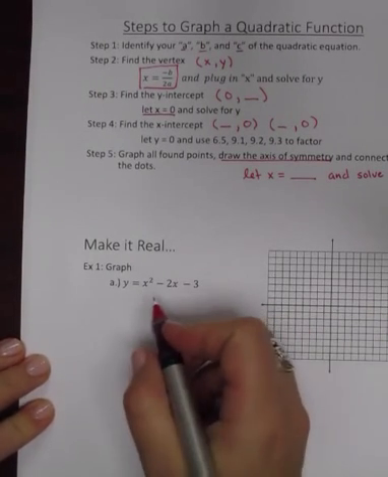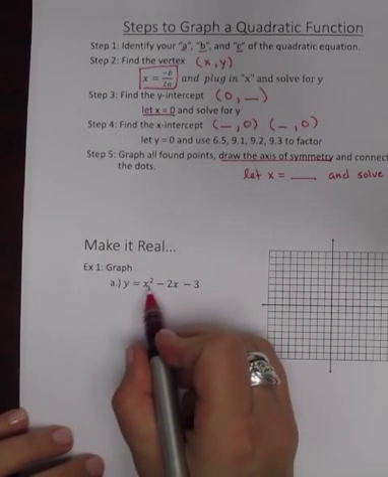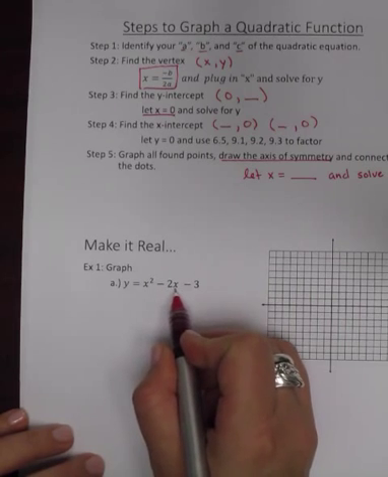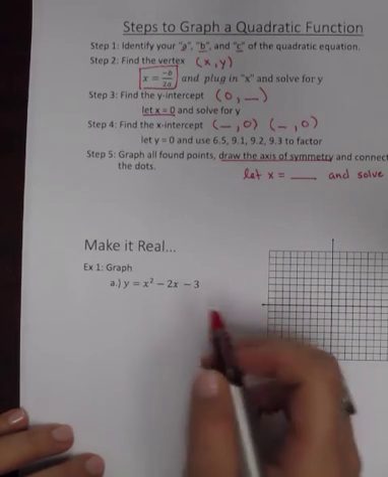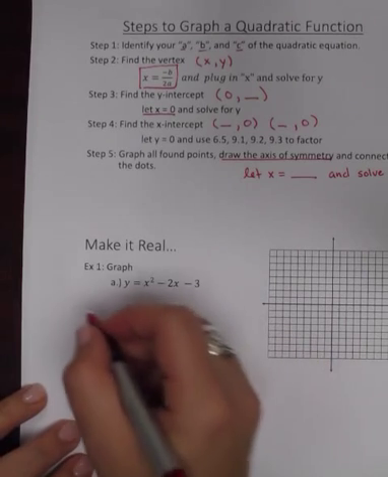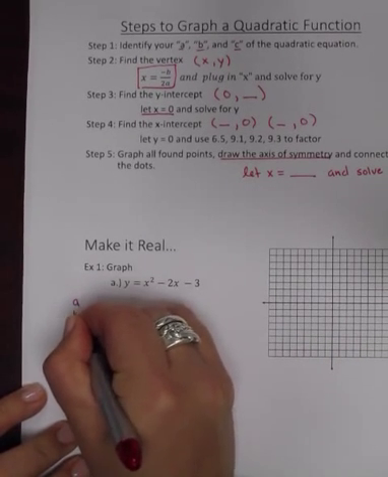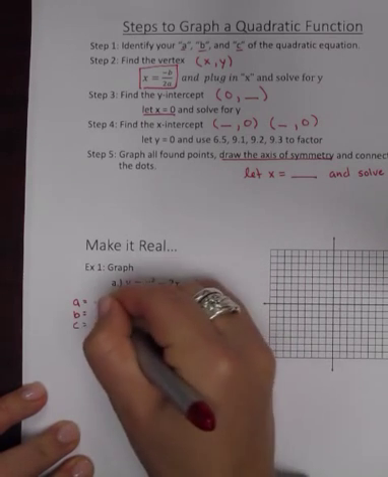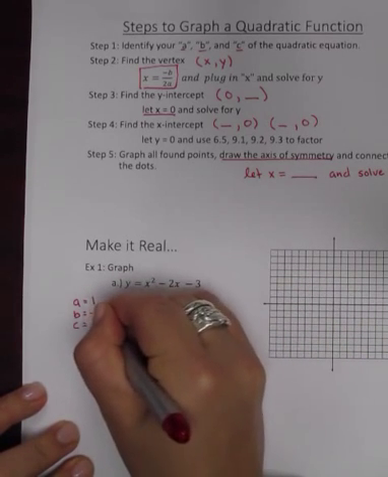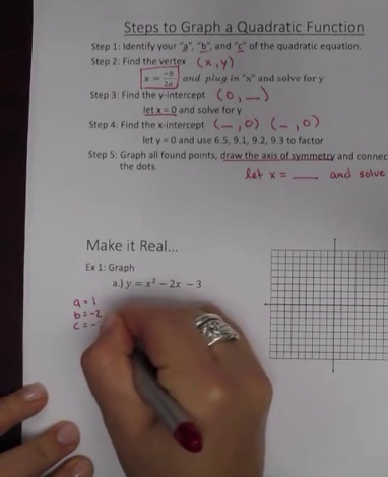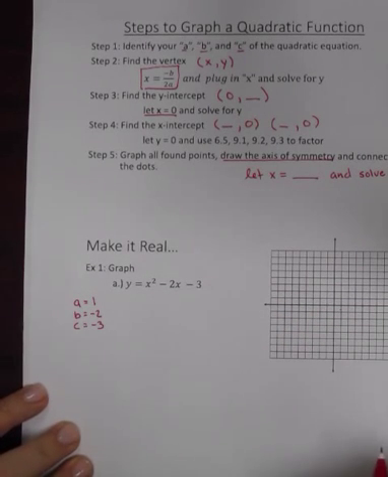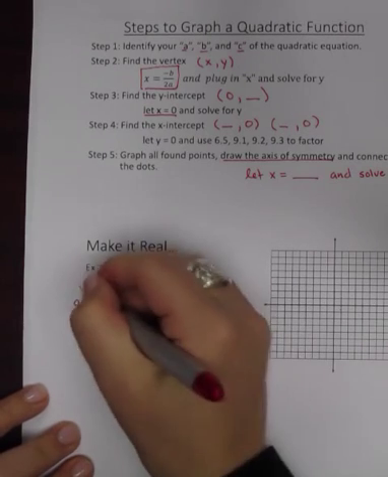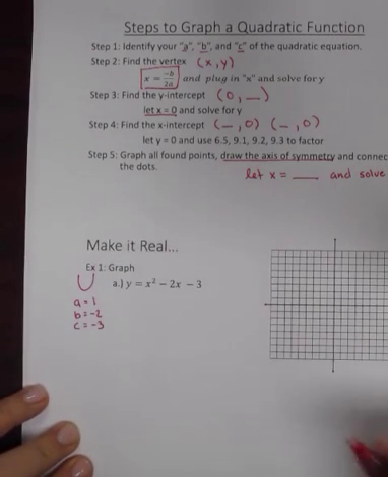So the first quadratic function that we have is y equals x squared minus 2x minus 3. So the first step that we have to do is we have to find our ABCs. So A, B, C equals, so my A is going to be 1, my B is going to be negative 2, and my C is going to be negative 3. Now the first thing that I notice when I look at my A is my A is going to be positive. So that's going to tell me that I'm going to have a U-shaped parabola. Okay, so that's step 1, identifying your ABCs.